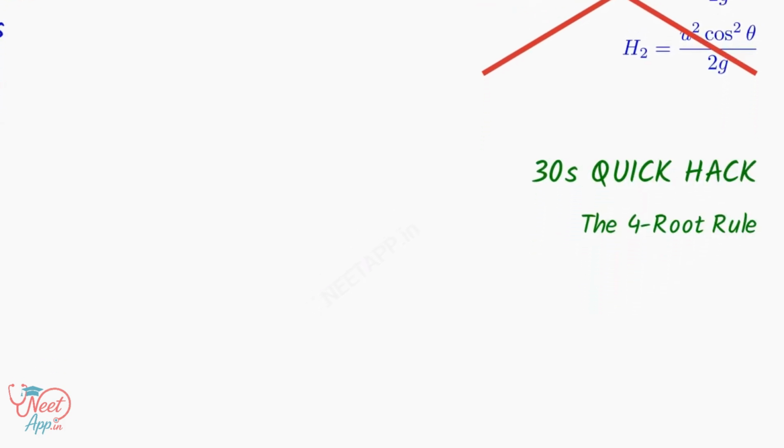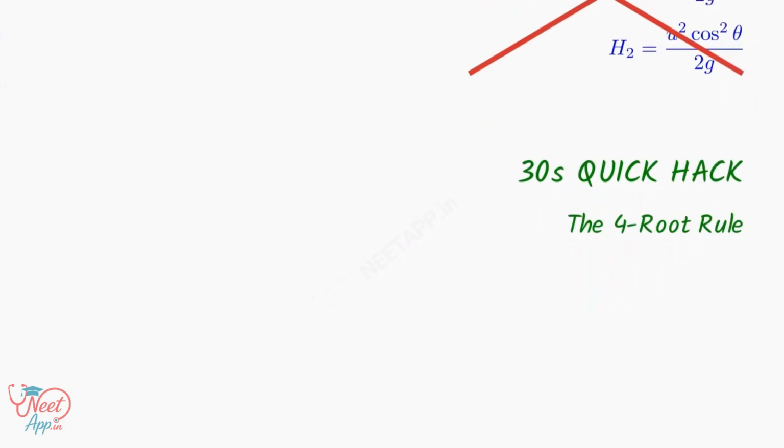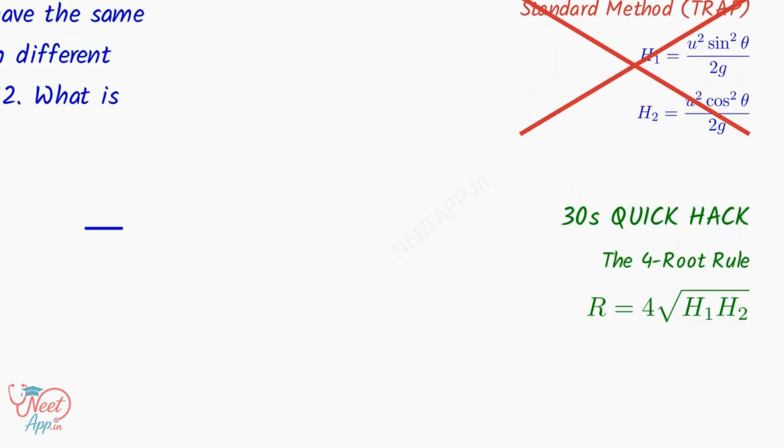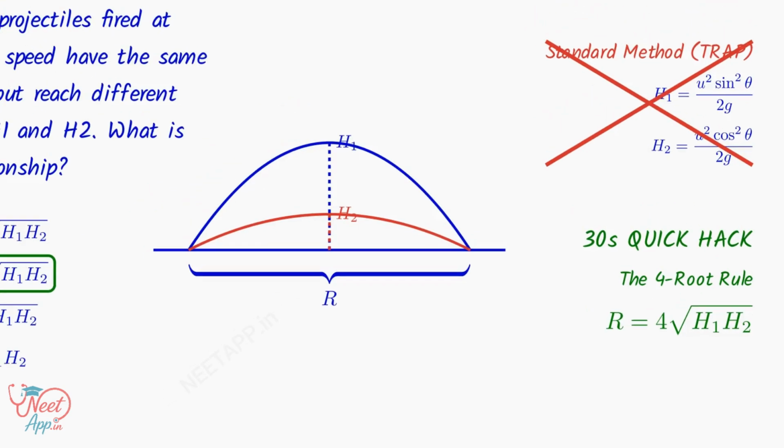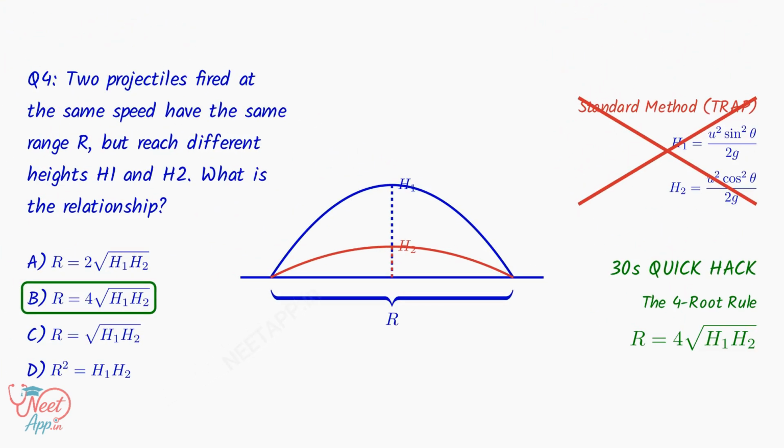Here is the 30-second shortcut, the 4 root rule. For any two complementary projectiles that land at the exact same spot, the range is always exactly 4 times the geometric mean of their maximum heights. Look at the diagram in the center. We have one tall arc and one shallow arc hitting the exact same target point. The mathematical relationship between that range and those two heights is permanently r equals 4 times the square root of h1 into h2. Option B is your correct answer. Memorize this exact 4 root relationship and completely bypass the derivation.